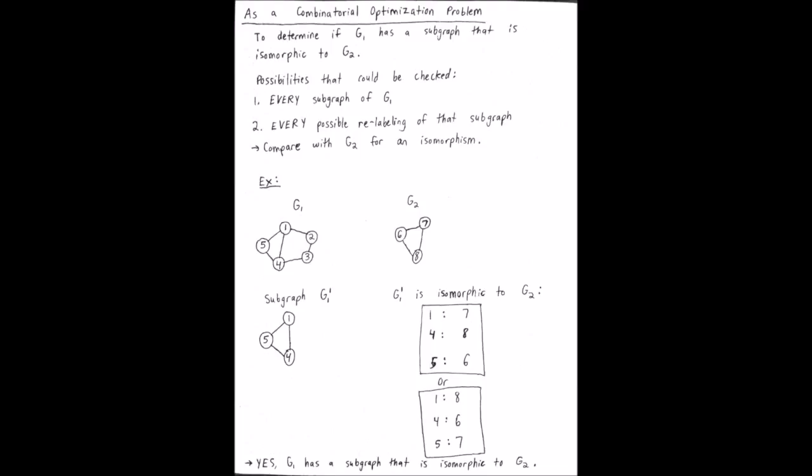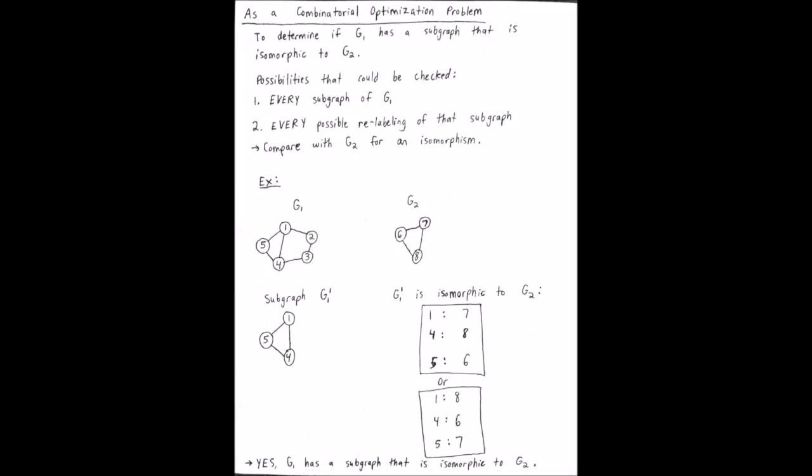You can see in the example below that G1 does in fact have a subgraph that is isomorphic to G2. G1 itself is not isomorphic to G2, and you can see that pretty simply just by looking at the number of vertices and the number of edges. But if we go through all the different possible subgraphs and check whether there is a possible relabeling of that subgraph to G2, it turns out that in fact there is, and the scheme is right there. It's 1 to 7, 4 to 8, and 5 to 6.